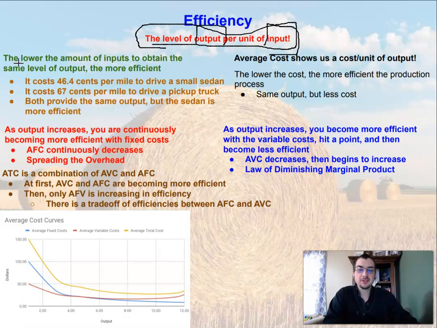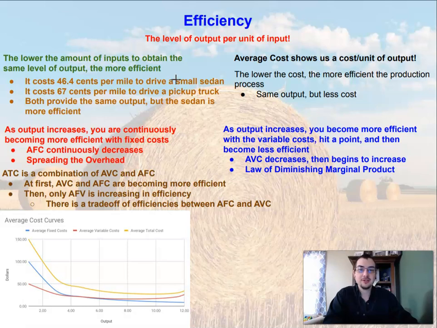Well, first and foremost, the lower the amount of inputs needed to obtain the same level of output, the more efficient. So the less that we have to put in and the more we can get out, or if we're looking at the same level of output, the less we have to put in, the more efficient we are.